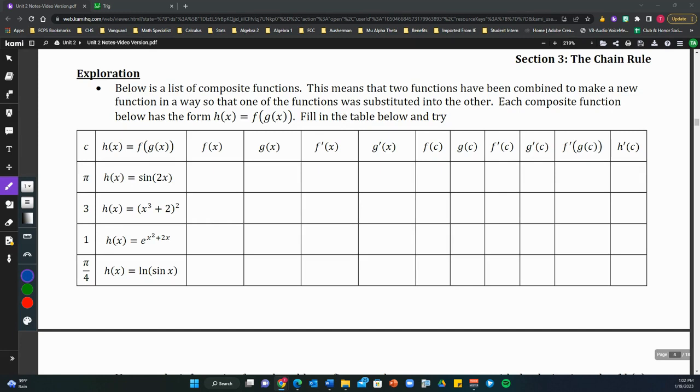So when we take those basic functions and we start to compose or put other kinds of functions inside of them, that changes how we have to attack or calculate the derivative. So those kinds of problems require something called the chain rule. And it all has to do with the fact that they are composite functions. To remind you, a composite function basically just means two functions have been combined to make a new function in a way so that one of the functions was substituted into the other.